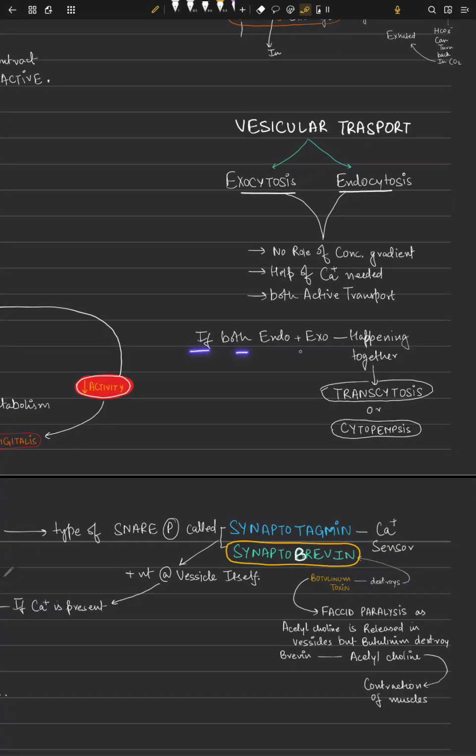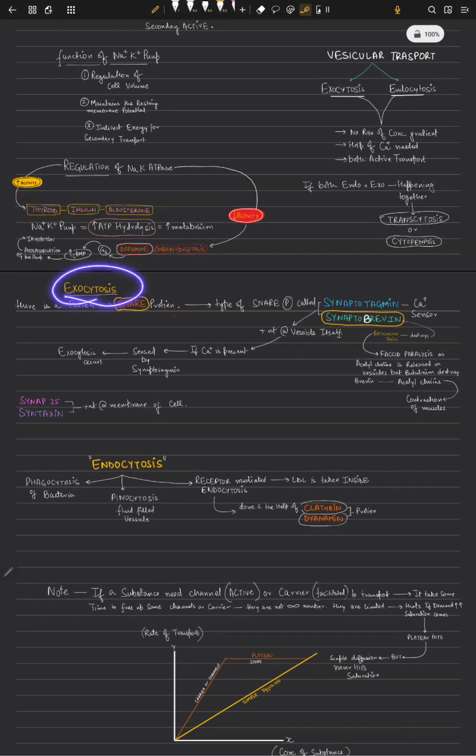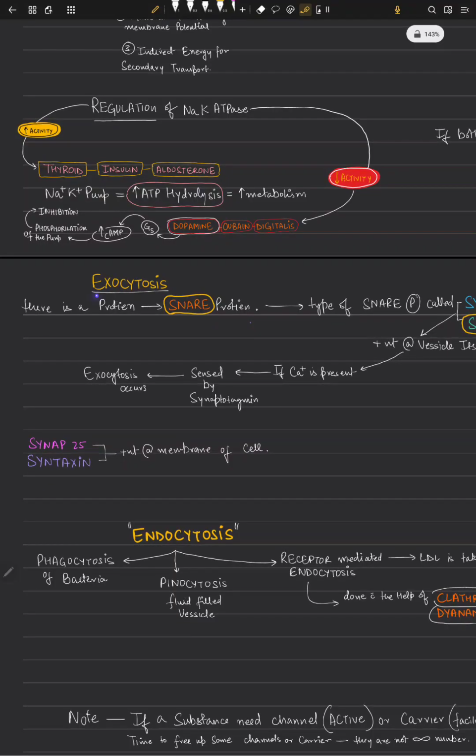Cool. If both endo and exo are happening simultaneously, like one vesicle getting out, one vesicle getting in, we call that transcytosis because it's across, and we can call this cytopempsis. Cool name. Okay, let's try to study exocytosis. What is exocytosis? Exocytosis is when the vesicles are getting outside the cell.